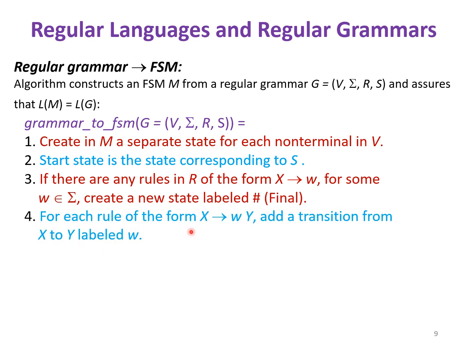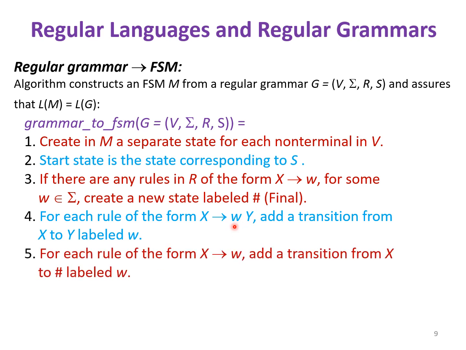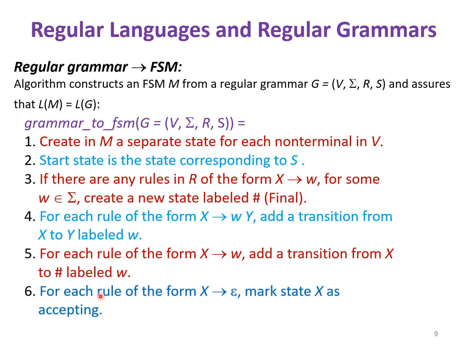For each rule of the form X → wY, add a transition from X to Y labeled w. For each rule of the form X → w, add a transition from X to # labeled w. For each rule of the form X → epsilon, mark state X as accepting. Finally, mark the state # as accepting.